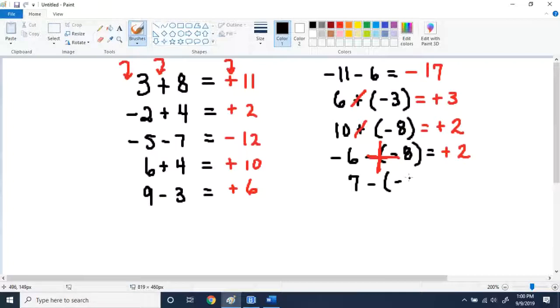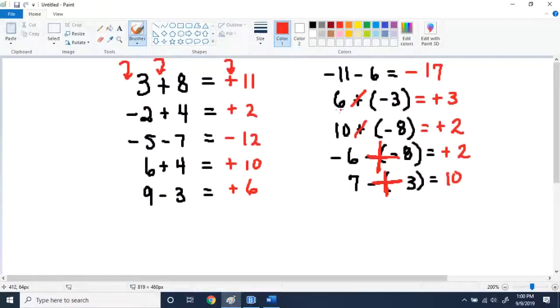And try not to overanalyze the numbers. Just remember the rules. We have two negative signs together, so we're going to draw that to be a huge positive sign. So now we have 7 plus 3 is 10.